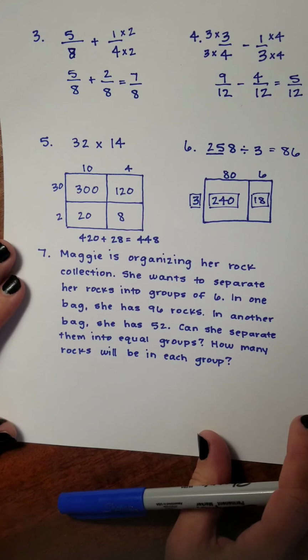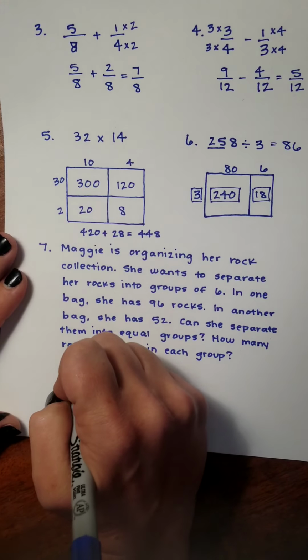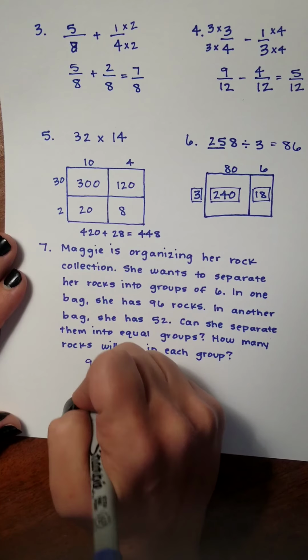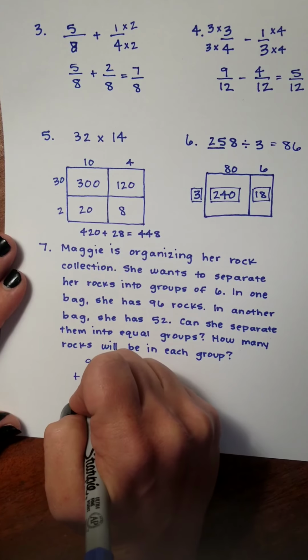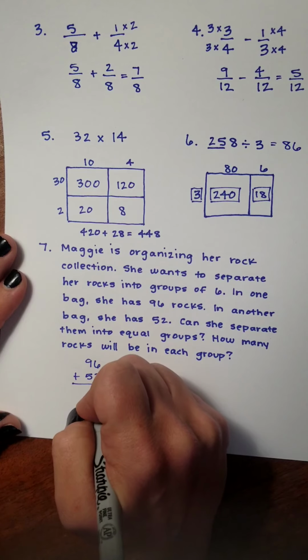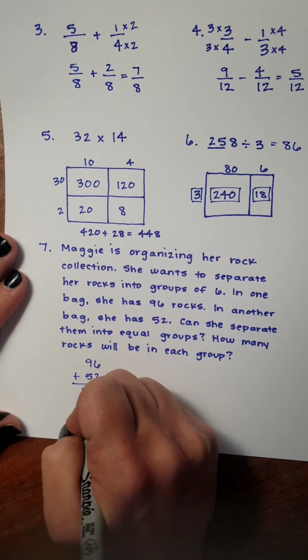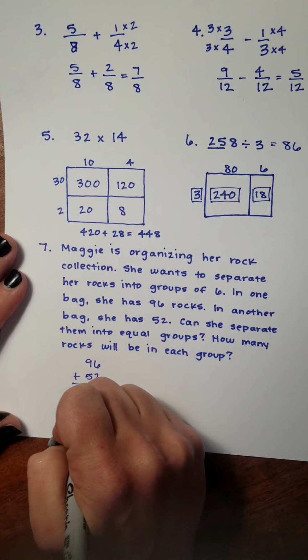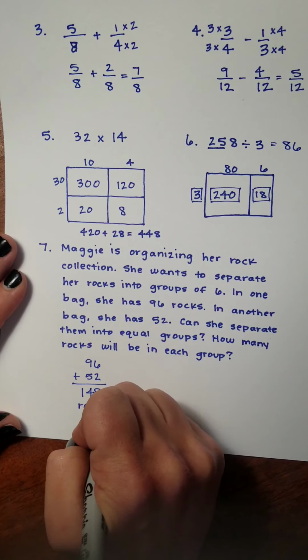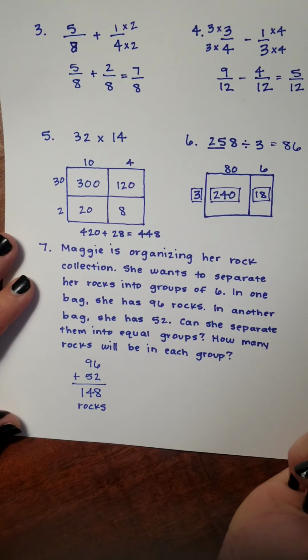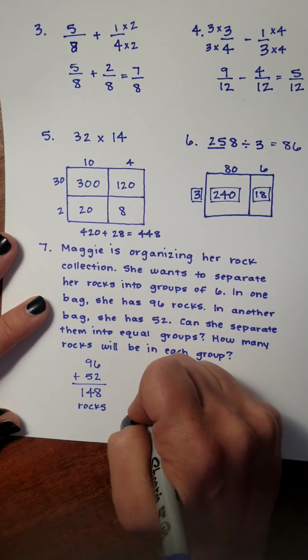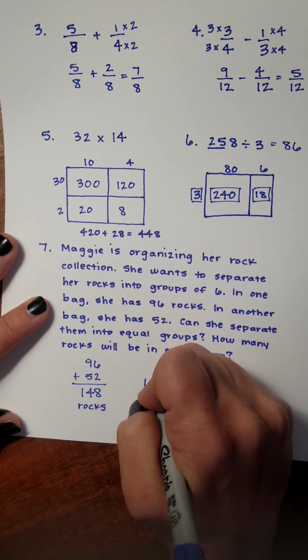So first I need to figure out how many rocks she has altogether. So I'm going to add 96 plus 52. 6, 7, 8, and 9 plus 5 is 14. So she has 148 rocks altogether. Now we need to divide it into 6. So I'm going to use the same strategy I used up above.